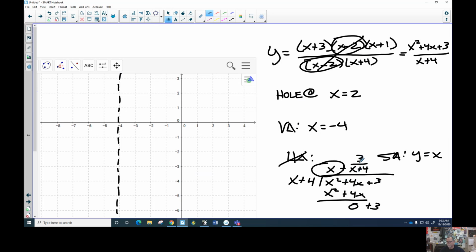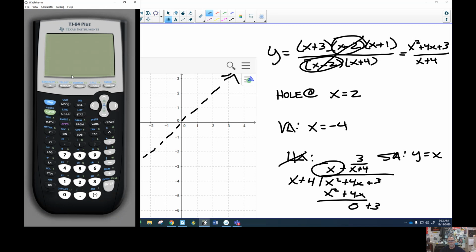Again, this is going to be the difference between the graph and y equals x. So y equals x comes through here as a slant asymptote. Oh, I'm veering off a little bit. So we have these things as our slant asymptotes, and we can get a picture of this on our graphing calculator if we wanted to.